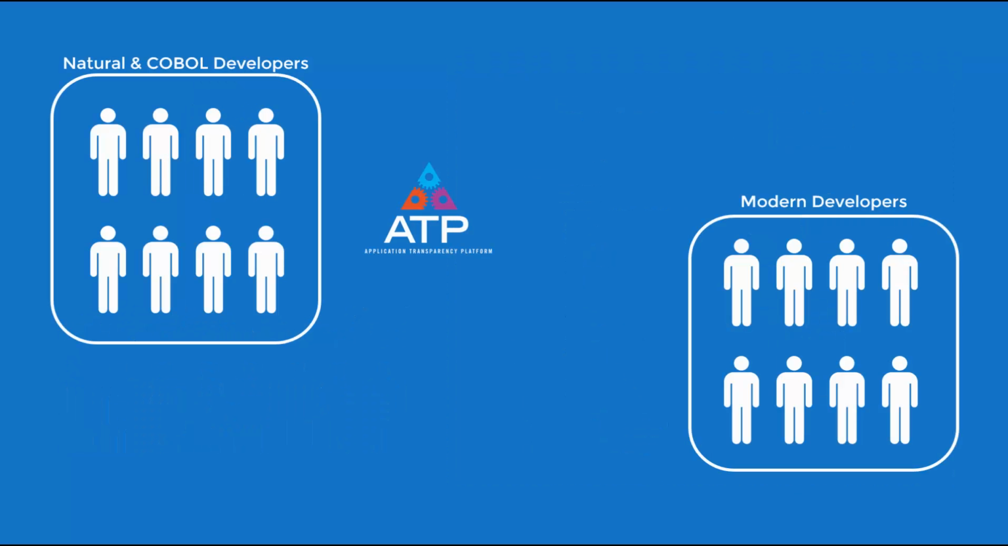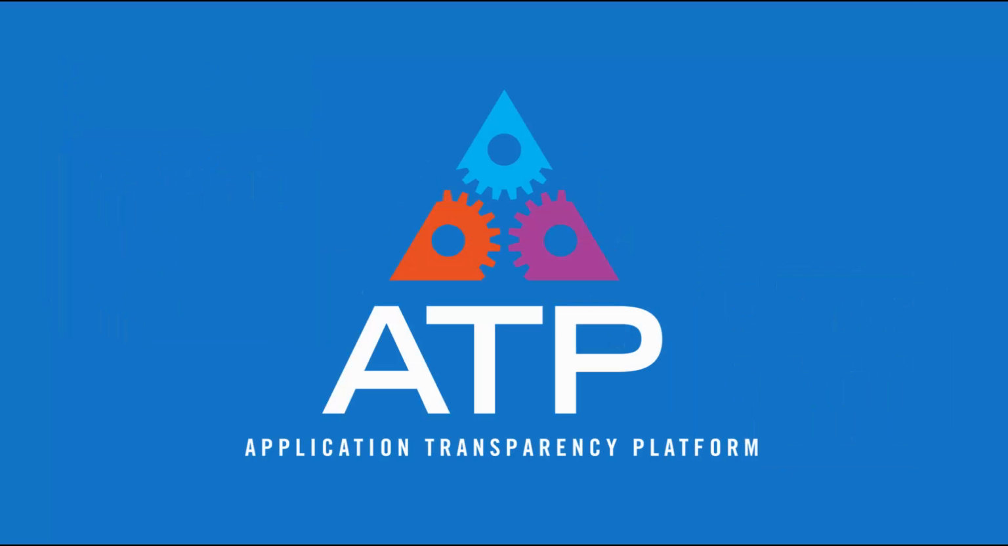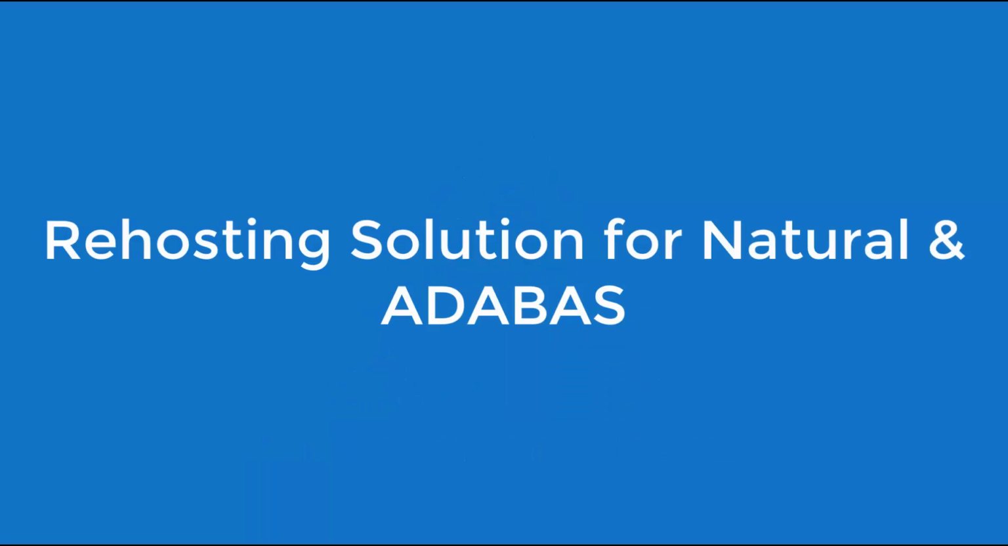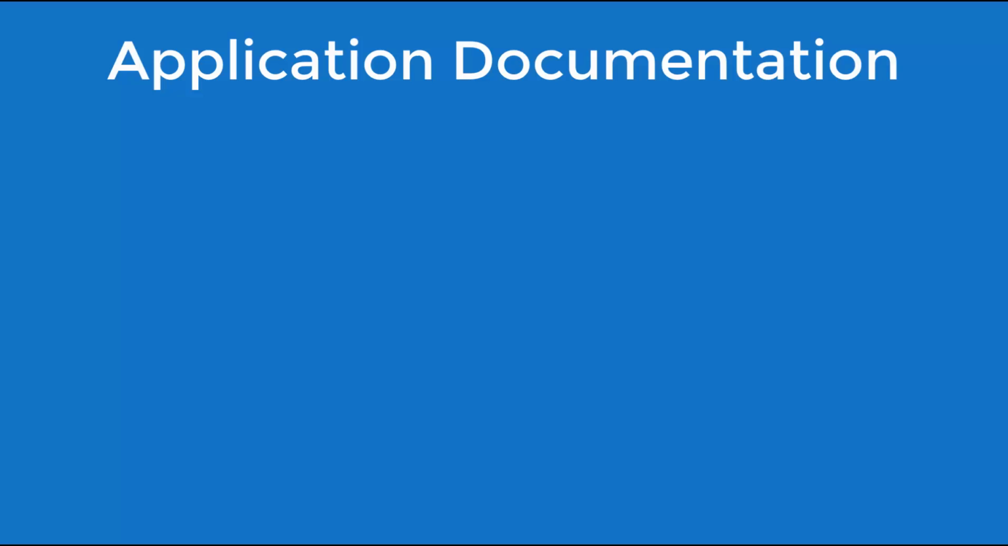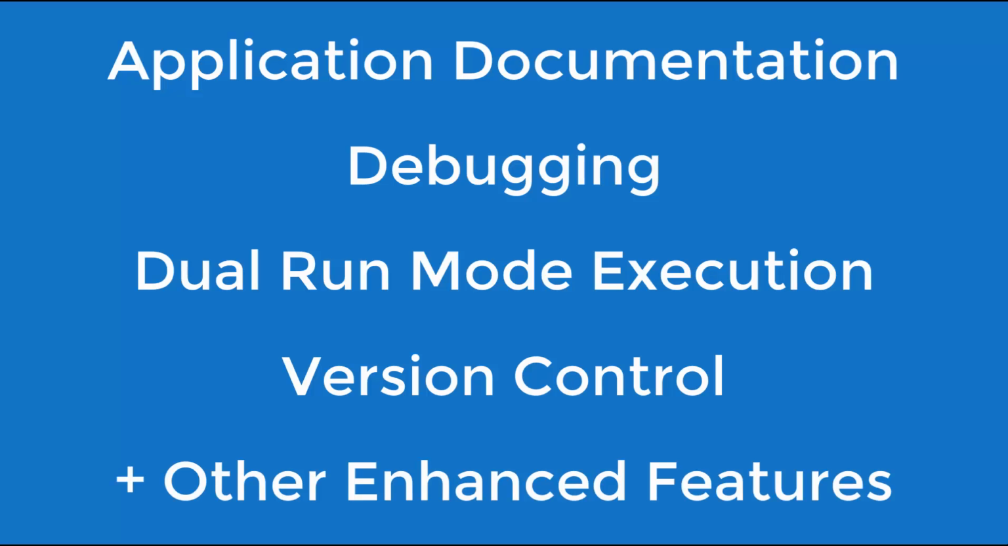By rehosting applications written in Natural with ATP, our clients can continue to develop on the same platform they always have and convert the Natural syntax to modern object-oriented C# at their own pace as resources begin to fall away. The Application Transparency Platform is our solution for rehosting Natural applications in ADABAS databases. In addition to rehosting, the ATP solution brings with it a full development platform enabling application documentation, debugging, dual run mode execution, version control, and enhanced features beyond the original programming language framework.